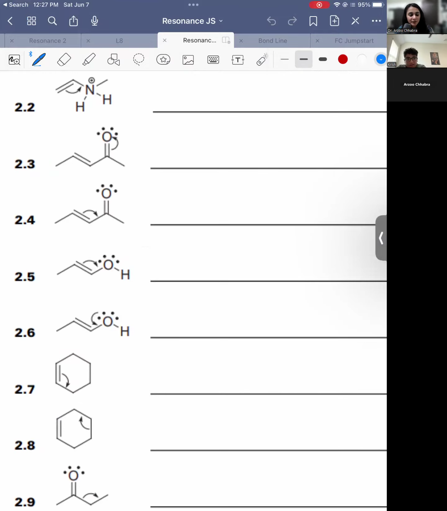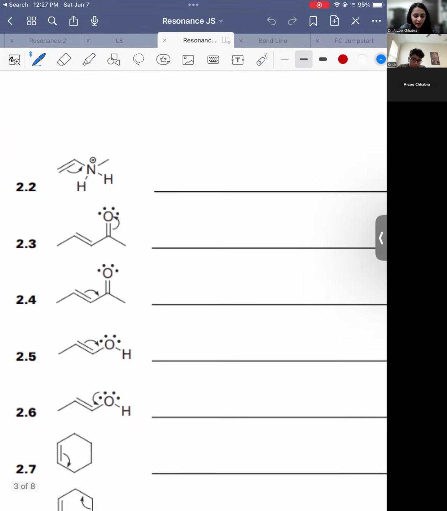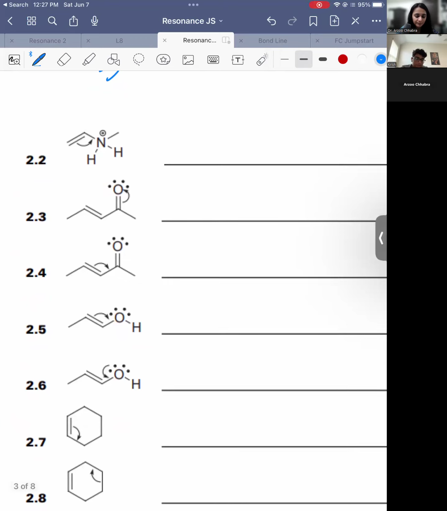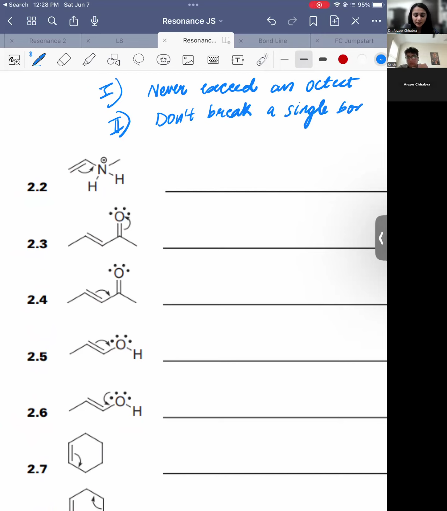Okay, good. So for resonance, we have to look at 2 rules that are more important. So rule number 1 is never exceed an octet when moving electrons. And the second rule is, don't break the single bond. You cannot break a single bond. You can break a double bond, right? You can move the double bond, but you cannot move the single bond.